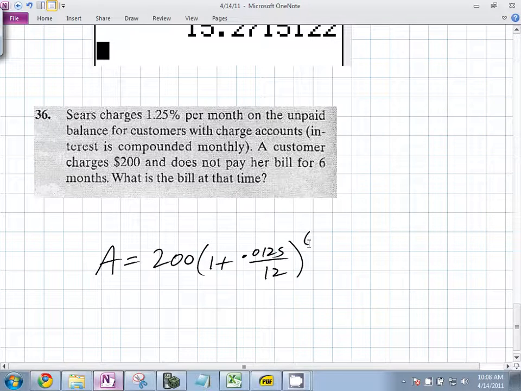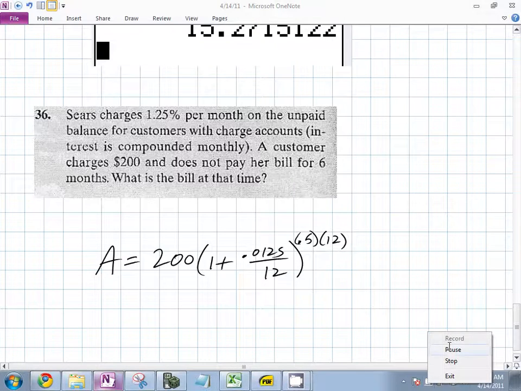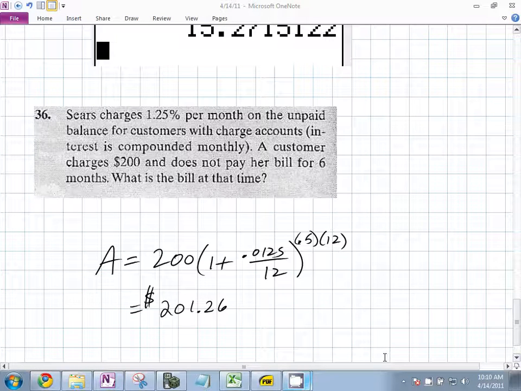6. You both said the same thing. 0.5 times what? Times 12. Exactly. Good. So if you actually do this out, we interpreted the data wrong. There's a problem in the vicinity of the 12. The 0.0125, yep, doesn't need to be divided by 12.